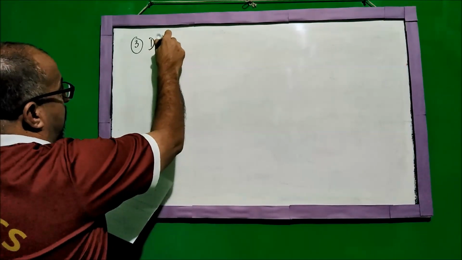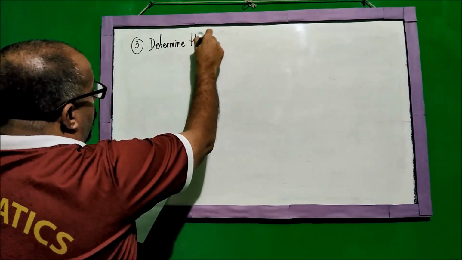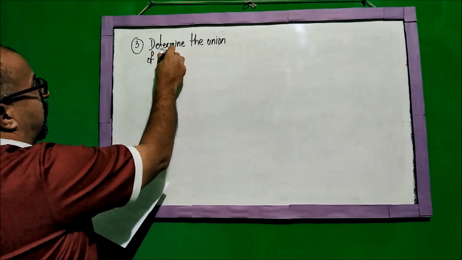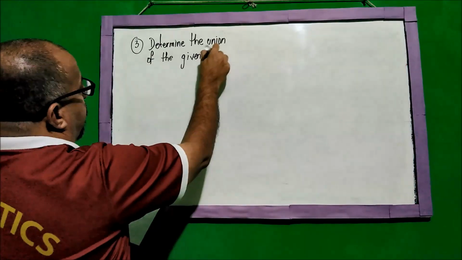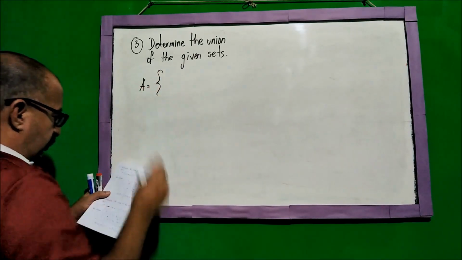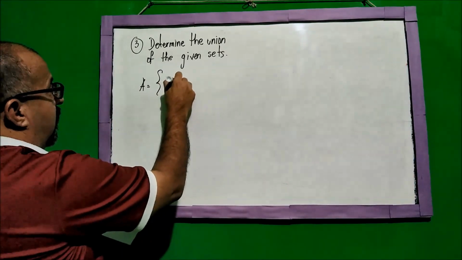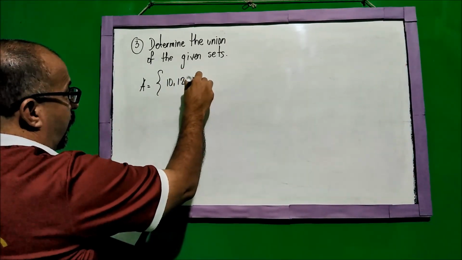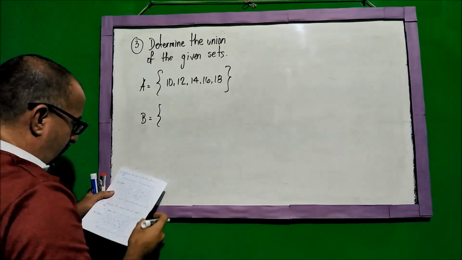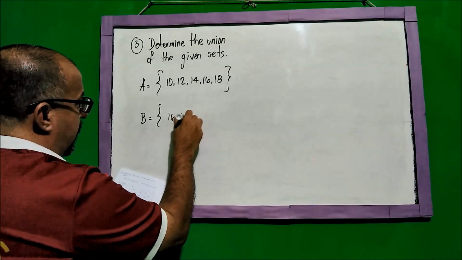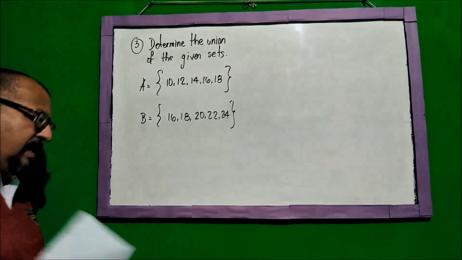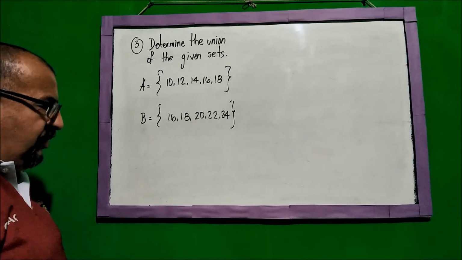Determine the union of the given sets. We have set A being 10, 12, 14, 16, and 18. B being 16, 18, 20, 22, and 24. Now, let's analyze what happens with the intersection.